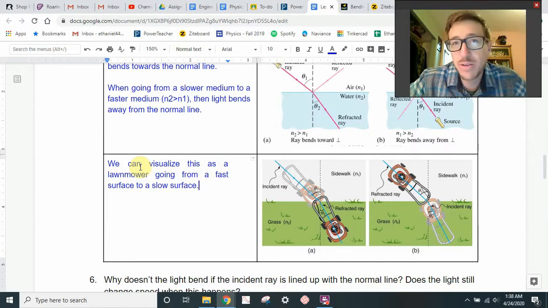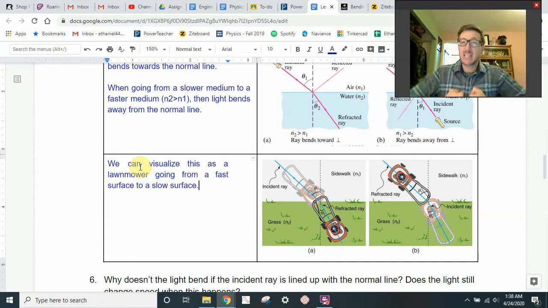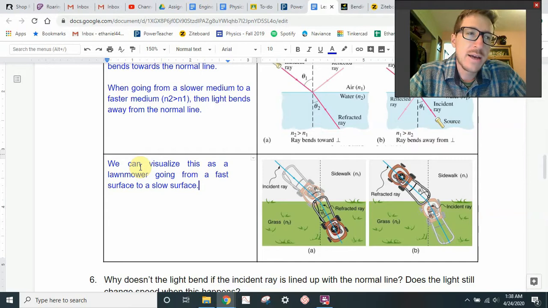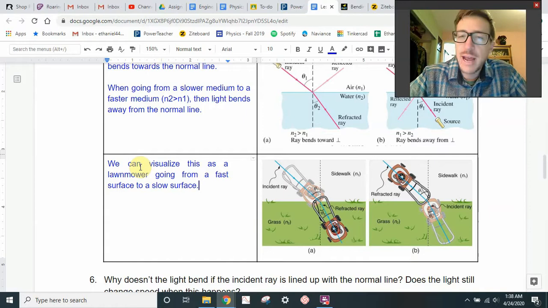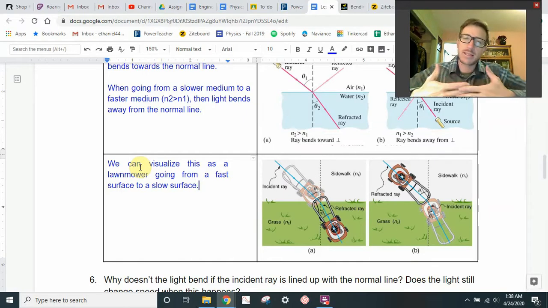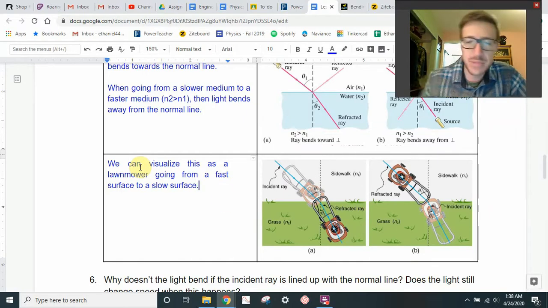Something that we probably would have done if we were in classes, we would have had everybody link arms together, and then we'd have a line on the floor. And when everybody got to that line, it would represent a different medium. And once you got to that line, you could either move faster or slower. And then as a whole, the entire class in that line of people would bend as they go from one medium to another. Okay, so that's what refraction is all about.